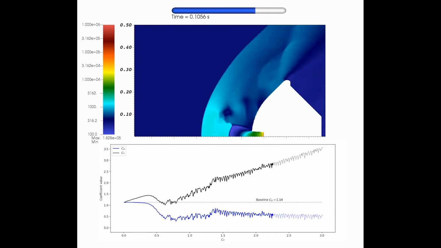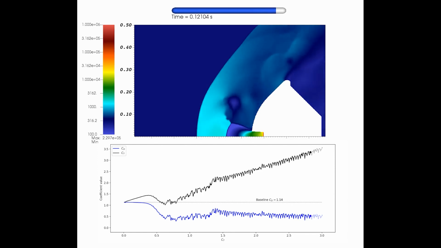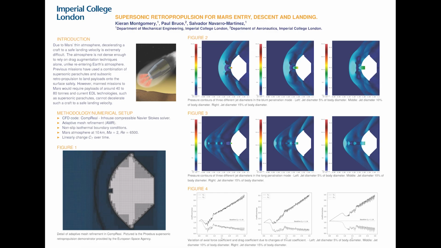In the poster, I include snapshots from these simulations, as well as simulations for the case with a jet whose diameter is 15% of the body diameter. I also include the corresponding graphs of axial force and drag coefficient.